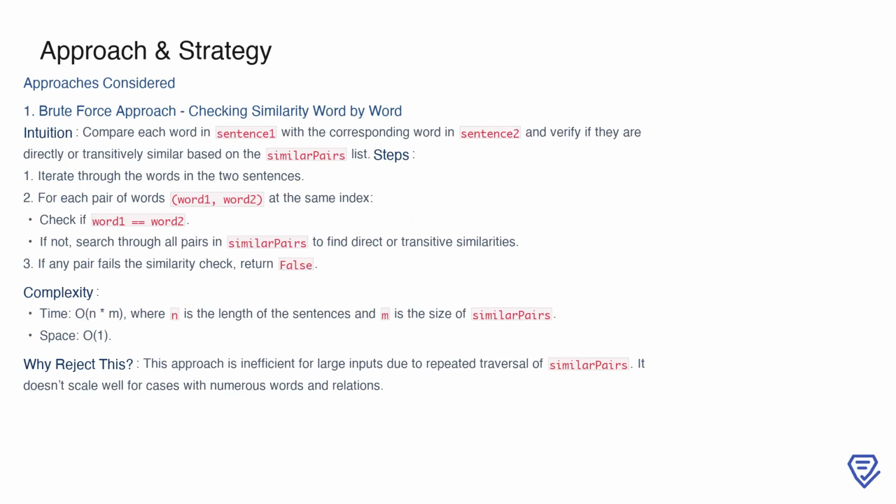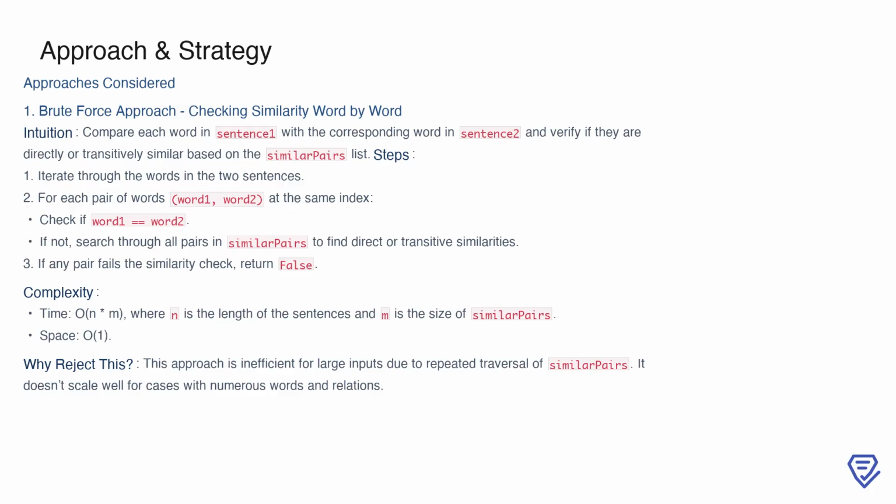To begin, one straightforward approach we might consider is the brute force method, which involves checking similarity word by word. The main idea here is simple. For every word in the first sentence, compare it to the corresponding word in the second sentence to determine if they are either directly or transitively similar. We iterate through the sentences, and for each pair of words at the same position, we first check if the words are identical. If not, we look through the similar pairs list to see if there's a direct or transitive relationship between them. Should we find any pair that fails this similarity check, the function immediately returns false.